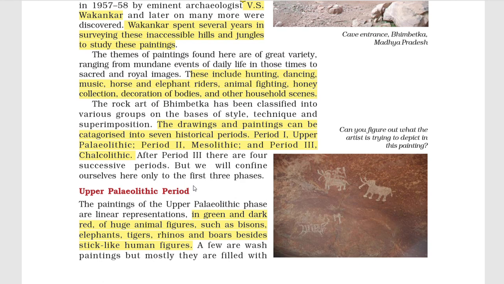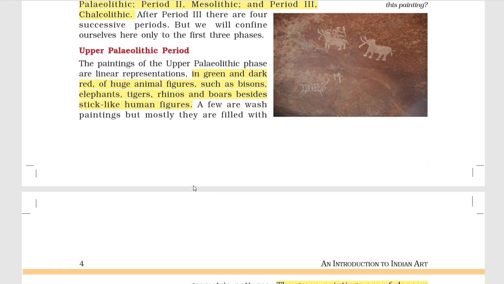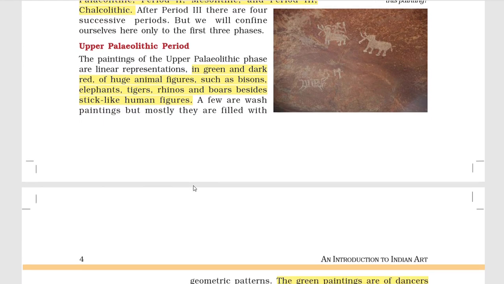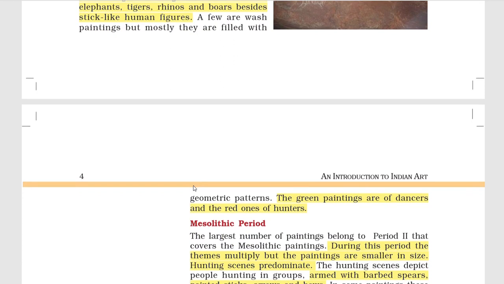Coming to the Upper Paleolithic period. In this period, the colors used were green and dark red. Dark red for mostly evil kind of things, like hunters were painted in red color, and green things were like amusement, like green paintings are of dancers.